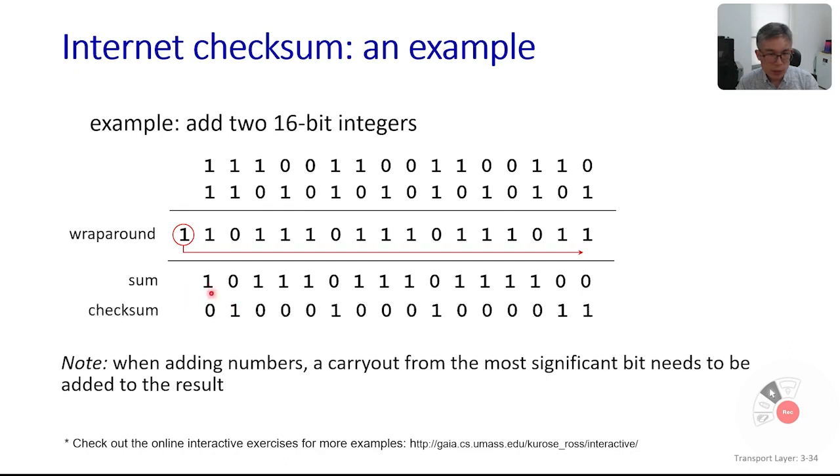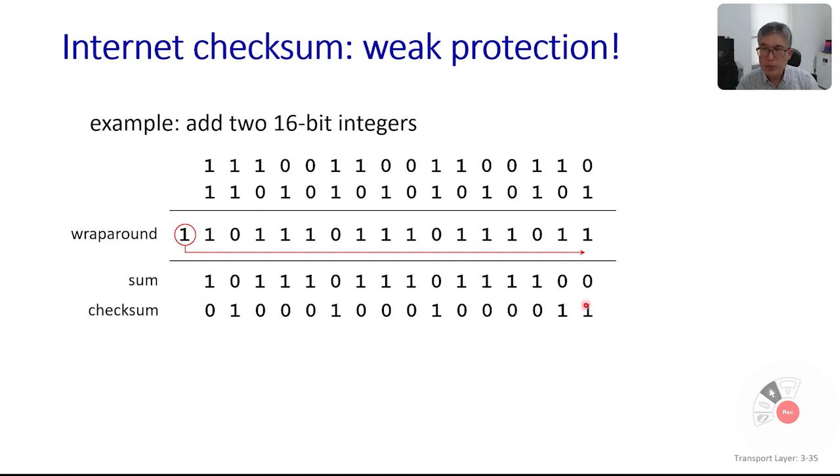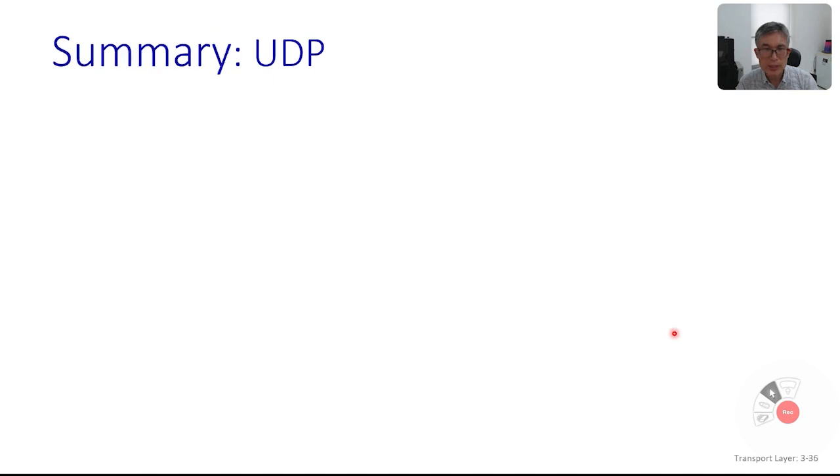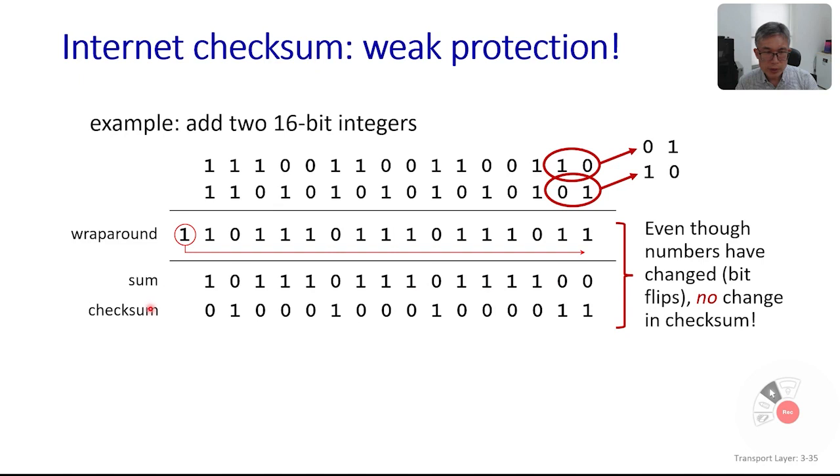And then the checksum is just a toggle: one becomes zero, zero becomes one. This checksum is also delivered to the destination. So if two bits are simultaneously changed, 1001 updated, in that case the checksum cannot detect it because the checksum calculation is the same, 0110. The value is actually the same. So even though the numbers have changed, with two bit flips, there is no change in the checksum, so it cannot detect it. The receiver sums, toggles, and compares with the checksum.